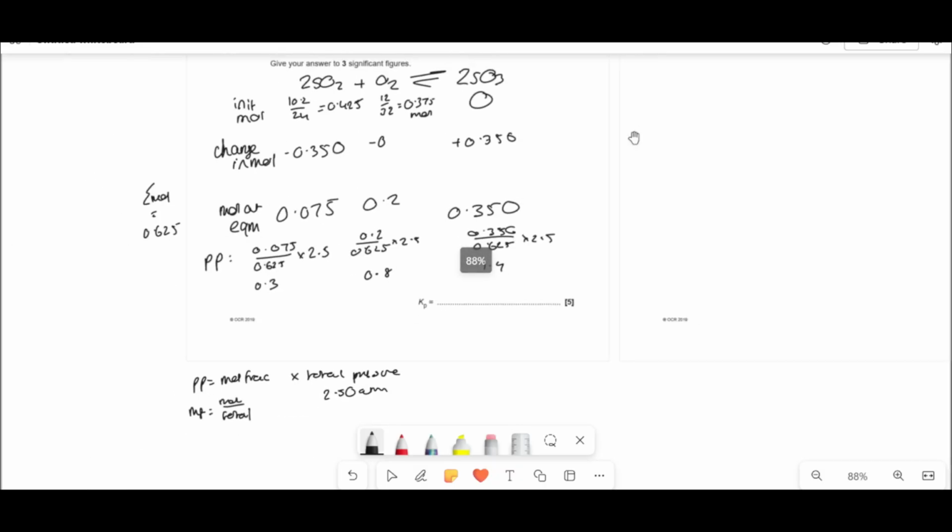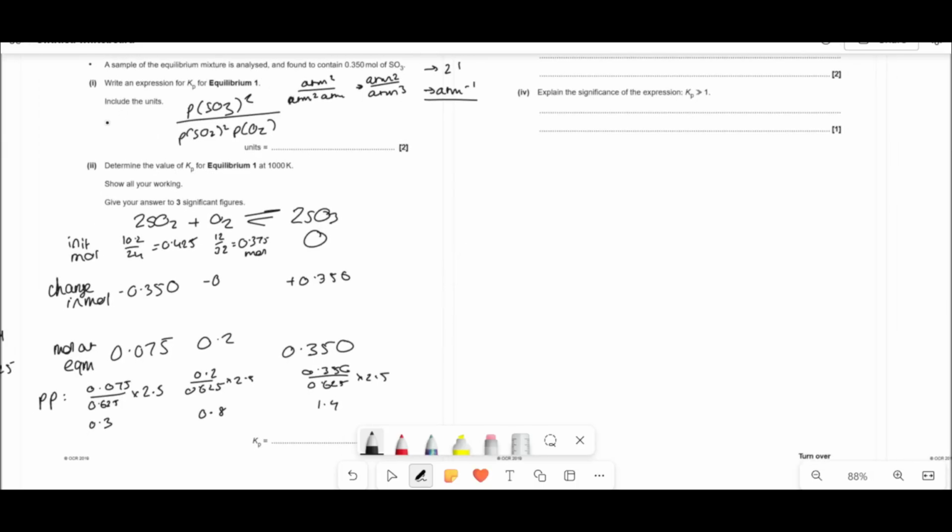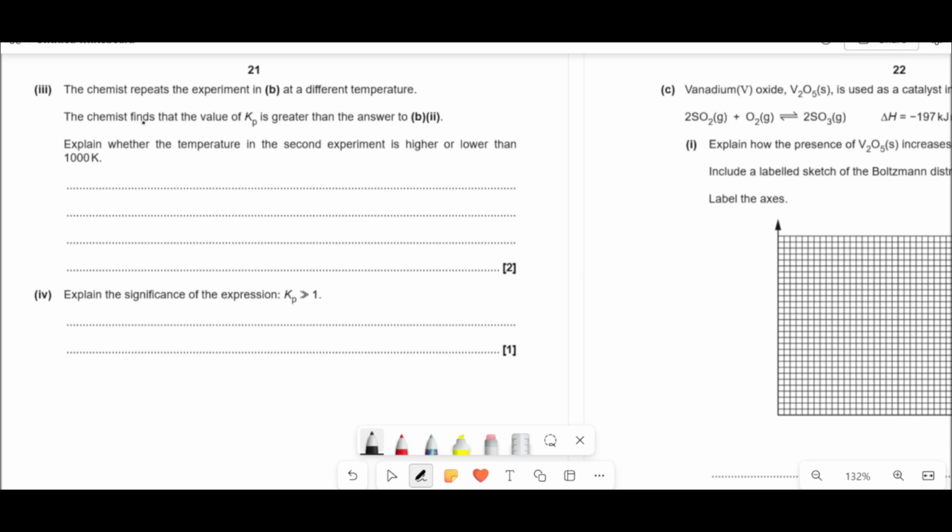Now Kp is what we've just written here, and all you do is you plug it into the equation that you've just made. So I'm going to just do it over here just for the sake of space. So that's going to be your SO3 squared, so 1.4 squared over 0.3 squared times 0.8. Okay, so the chemist repeats the experiment at a different temperature, and they found that the value of Kp is greater than the answer there.